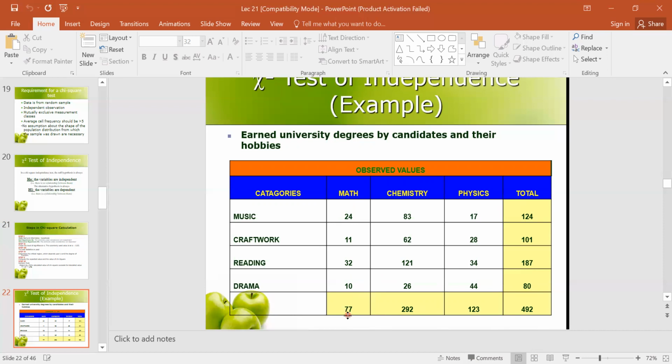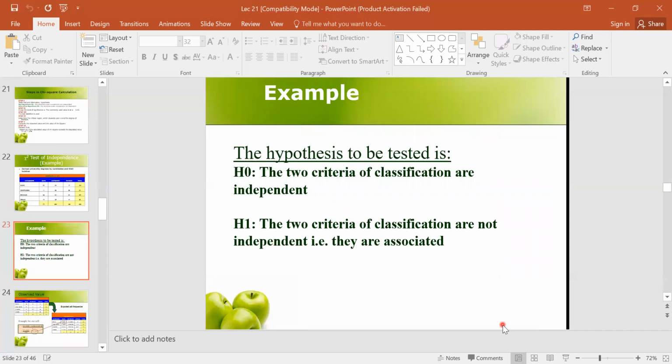If we multiply 77 with 101 and divide by 492, we get the expected frequency of craft work with math. Similarly, we can calculate reading and math by multiplying 77 with 187 and dividing by 492. Similarly, we can fill in all the values of expected frequency like this.